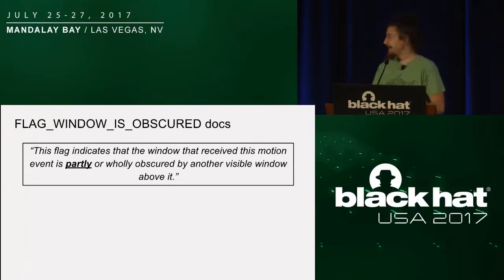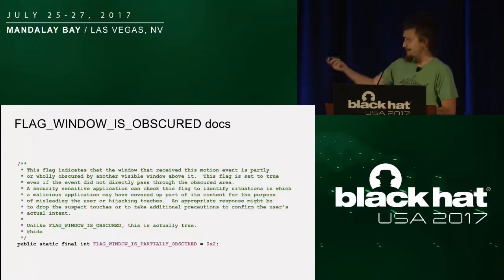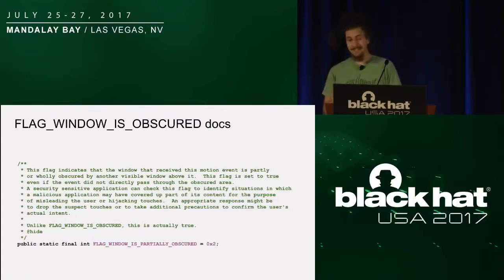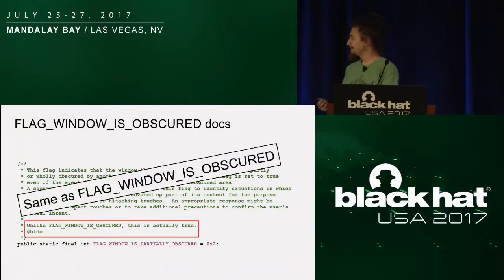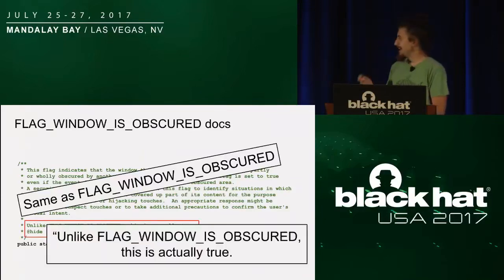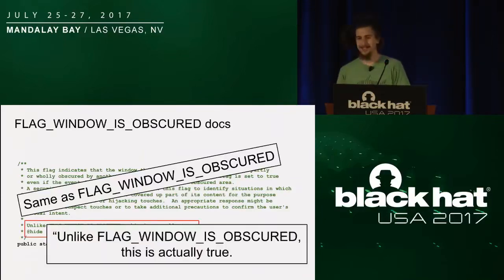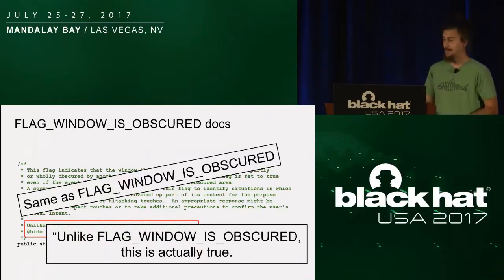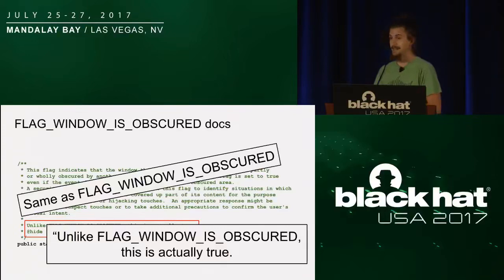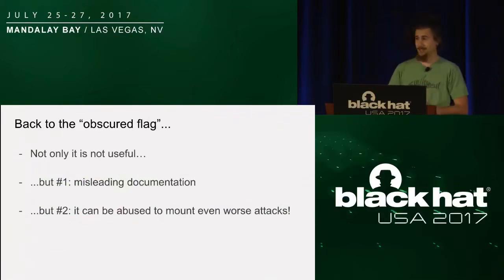We checked the source code and we found a different flag, hidden from the documentation, called FLAG_WINDOW_IS_PARTIALLY_OBSCURED. The interesting part is that the documentation here is exactly the same as for FLAG_WINDOW_IS_OBSCURED. The difference is this part, where it says, unlike FLAG_WINDOW_IS_OBSCURED, this is actually true. This is not exposed in the documentation, and I tried and never saw this flag actually set, so I guess it's going to come in a newer version of Android. The other point is actually a little bit worse.